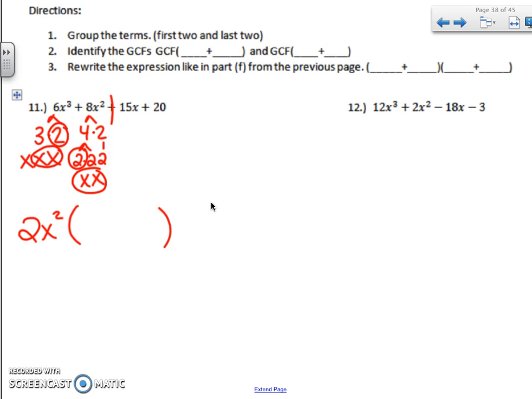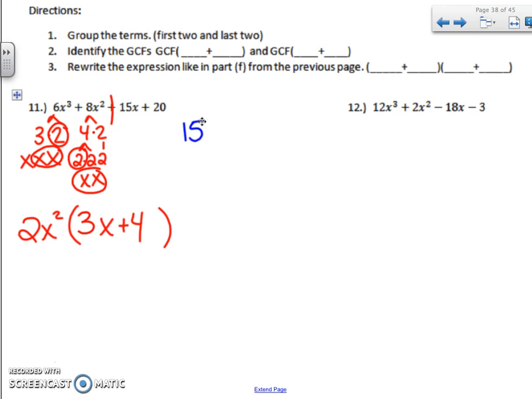Now I'm going to see what is in the parentheses that's left, and I do that by dividing. So 6 divided by 2 is 3. And then x cubed, take away 2 x's, I'm left with 1x. Okay, then hop over to this term, 8 divided by 2 is 4. And then I had x squared and I took them all away, so there is none with that. Okay, so I'm done.